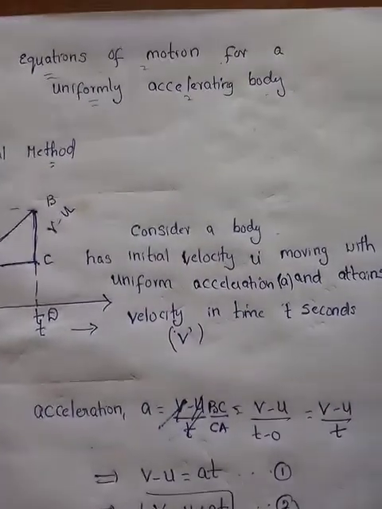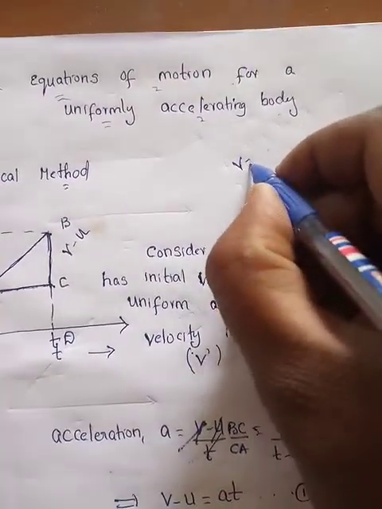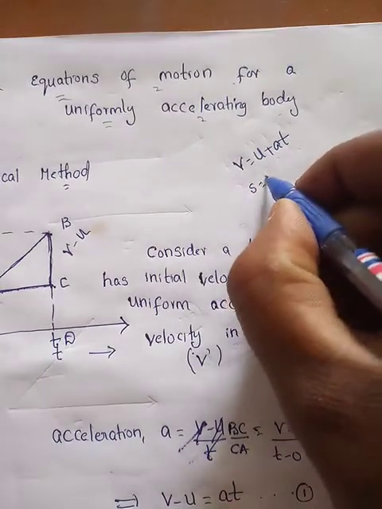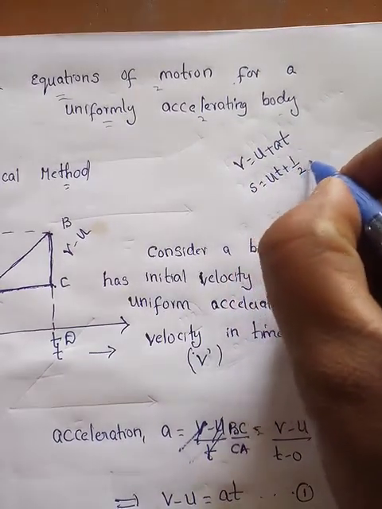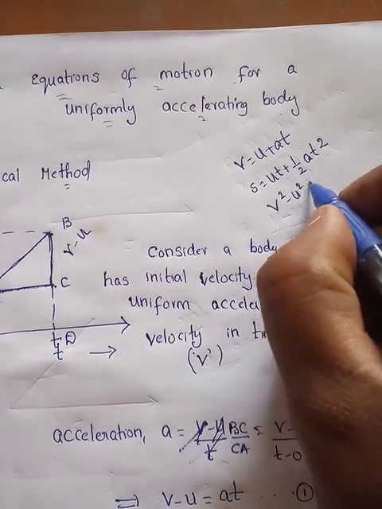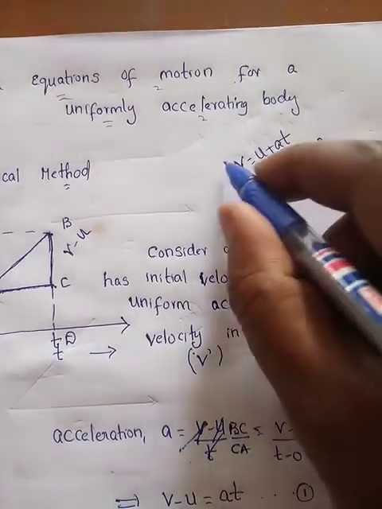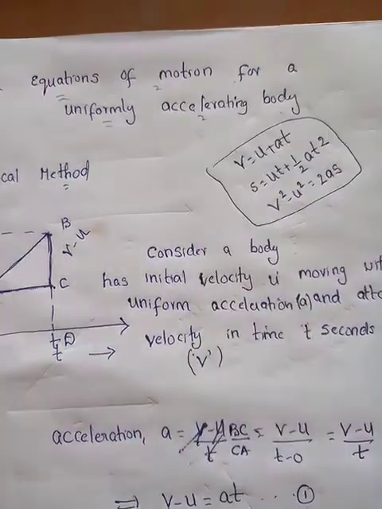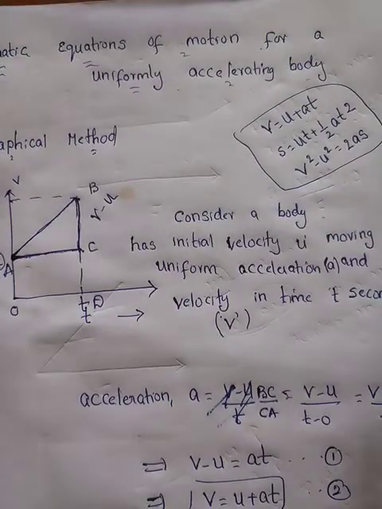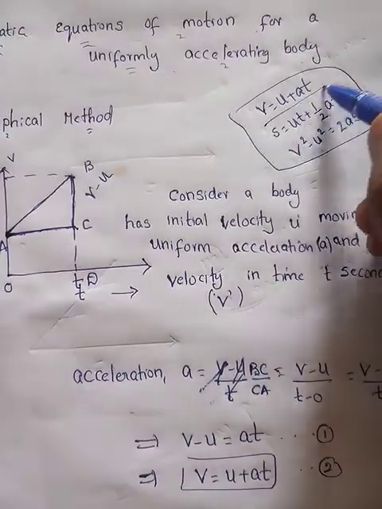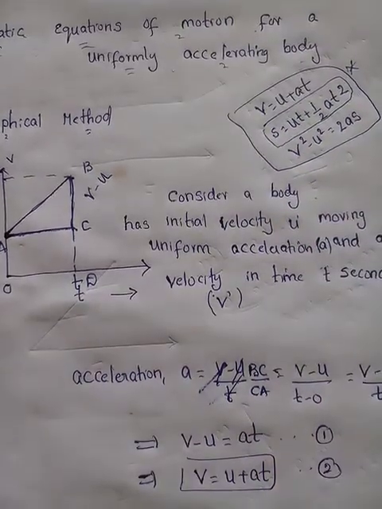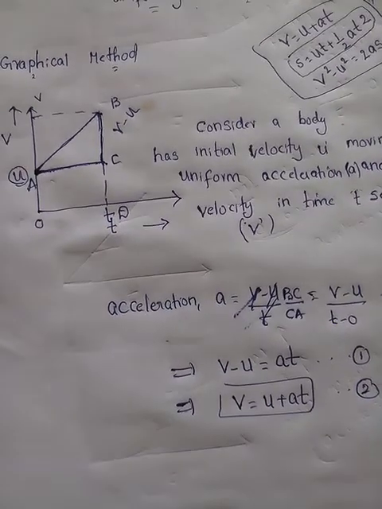Now, the second equation. So, I will let you know the three equations. First one is v equals u plus at, second is s equals ut plus half at square, and third equation is v square minus u square equals 2as. These three equations we are going to derive using this graphical method. The first one we derived, v equals u plus at, is a very easy question, and this question is very important for 5 marks for sure. They will ask to derive s equals ut plus half at square.